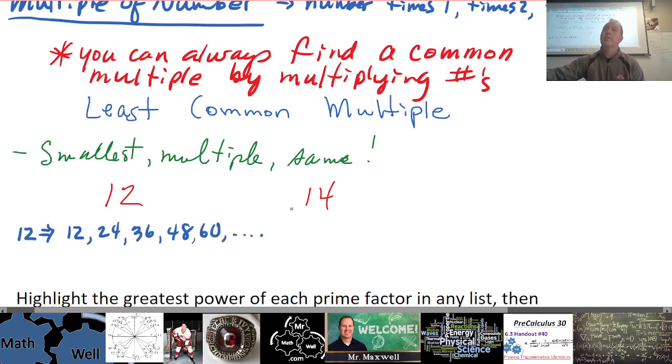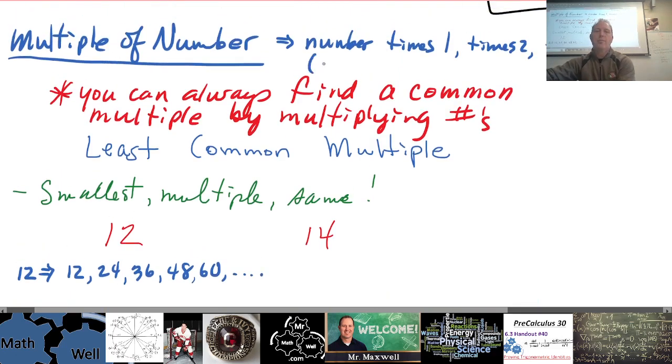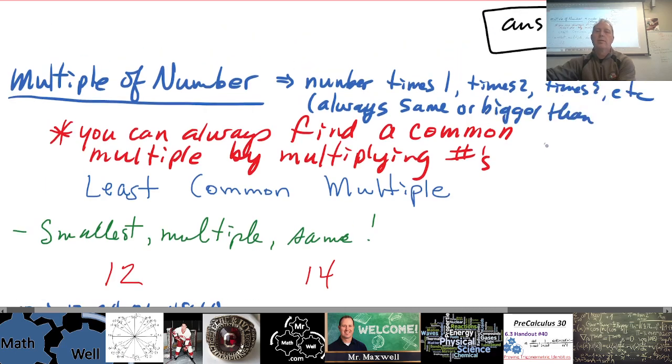Those are the multiples. So multiples are always bigger, okay? And you can put that in your notes here too, I would say. They're always the same or bigger than the number. These would be good notes for you guys to write down. I don't see very many of you writing this down.